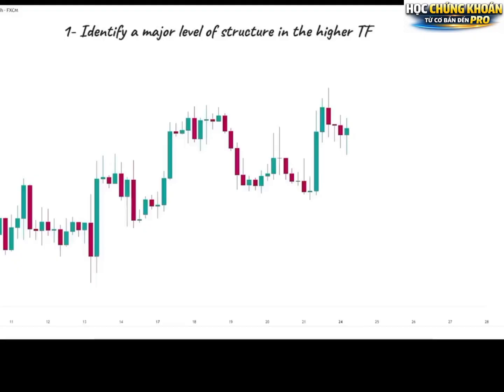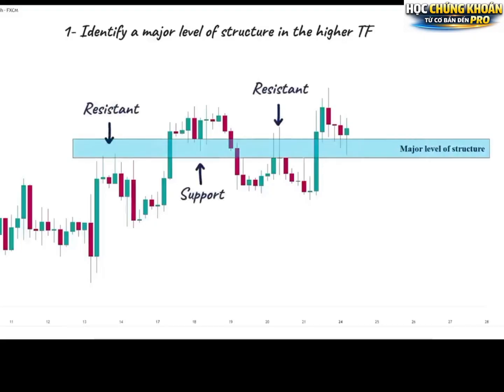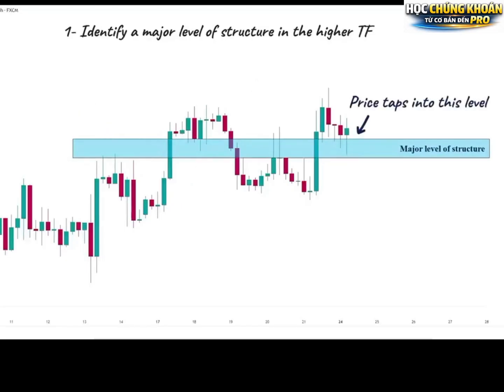As we mentioned earlier, a major level of structure is a key level that has recently acted as both support and resistance multiple times. Here on the Euro-Dollar 4 hours timeframe we are in an uptrend, so we have bullish bias. Also, we can identify this major level of structure in front of the market. As the price moves towards this level, we know that this movement is a short-term downtrend in lower time frames, and we expect the price to reject this area.